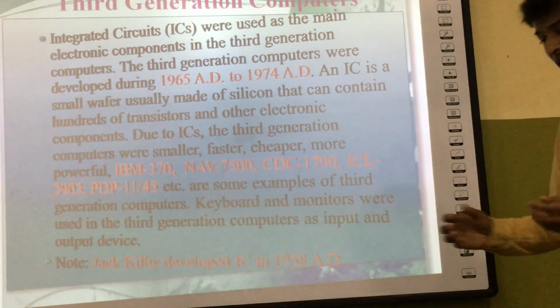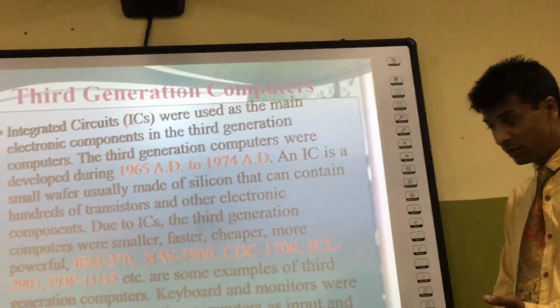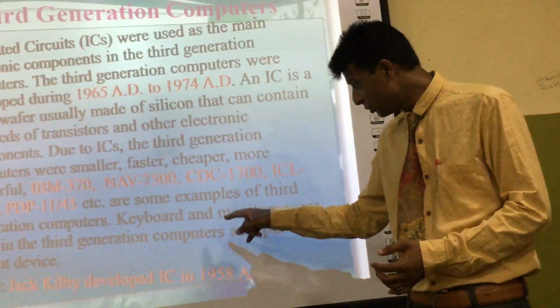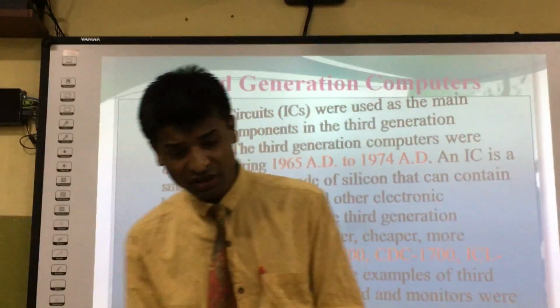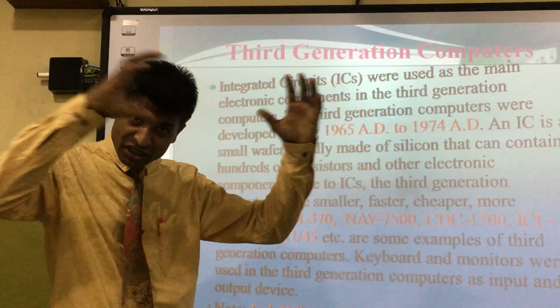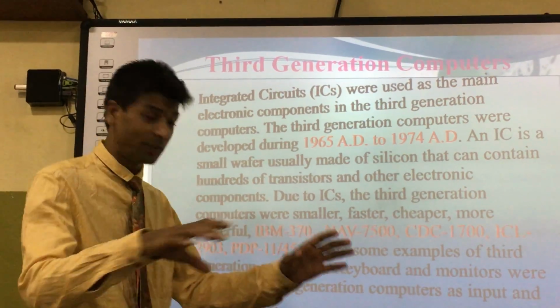Now here in the third generation computer, they use a separate keyboard and separate monitors. Right? Remember, in the third generation computer, they use a separate keyboard and separate monitor. But in the second generation and first generation computers, everything was in a single device only. But in the third generation computer, the keyboard and monitors are separated.